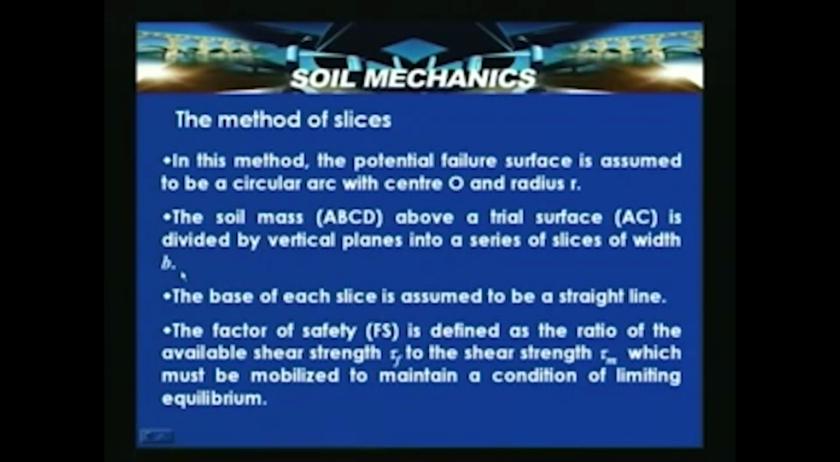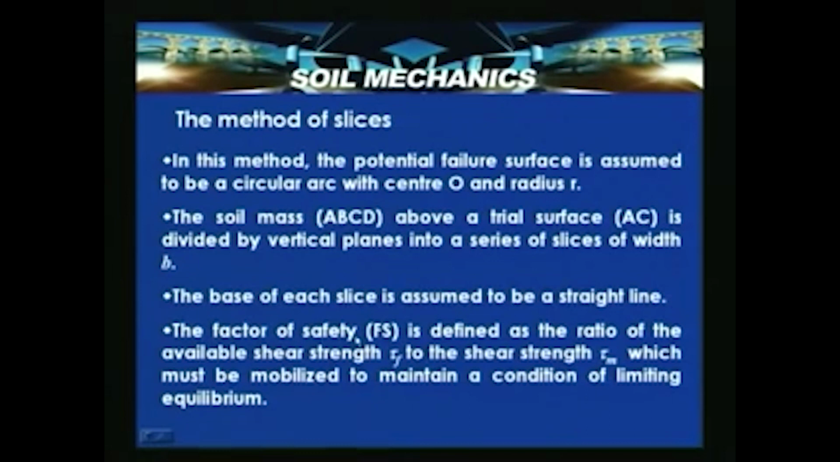So, what we did is that the slices, the entire portion of ABCD is divided into a series of slices of width b. The base of each slice is assumed to be a straight line, it is approximated as a straight line. The factor of safety F is defined as the ratio of the available shear strength tau f to the shear strength tau m, which must be mobilized to maintain a condition of limiting equilibrium.